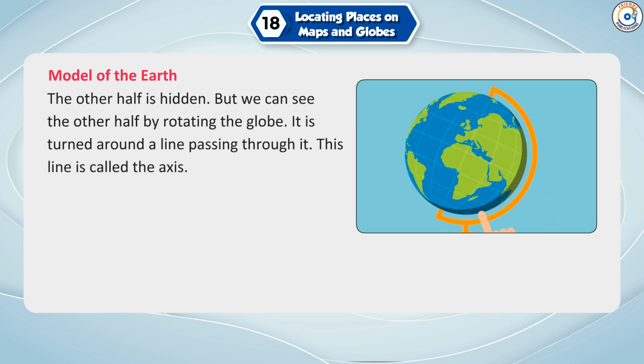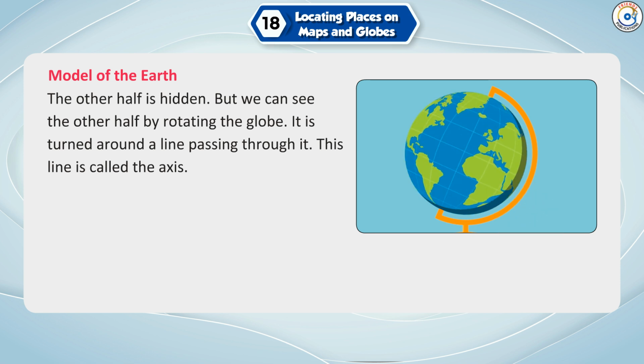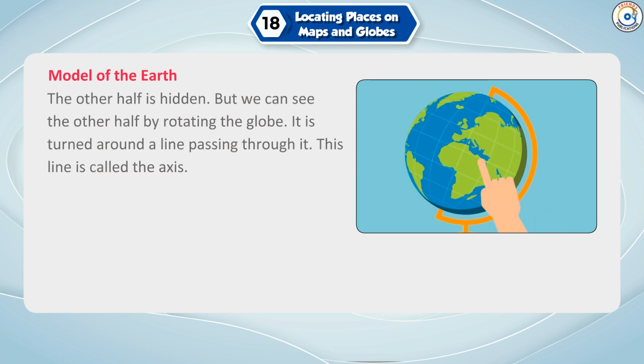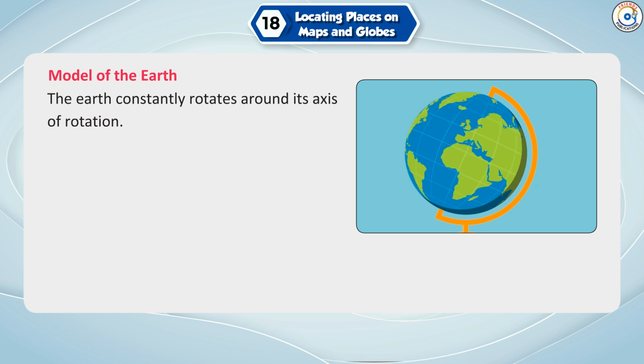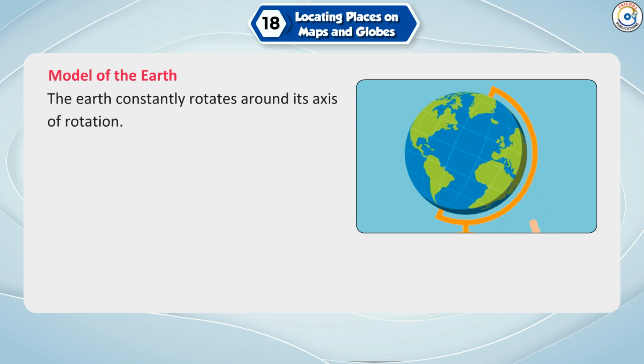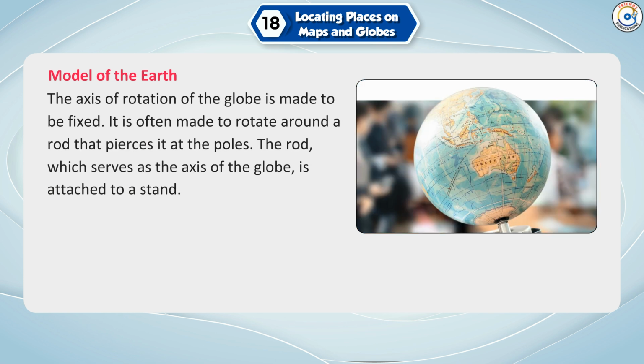It is turned around a line passing through it. This line is called the axis. The Earth constantly rotates around its axis of rotation. The axis of rotation of the globe is made to be fixed. It is often made to rotate around a rod that pierces it at the poles. The rod, which serves as the axis of the globe, is attached to a stand.